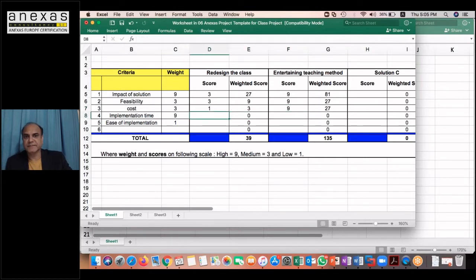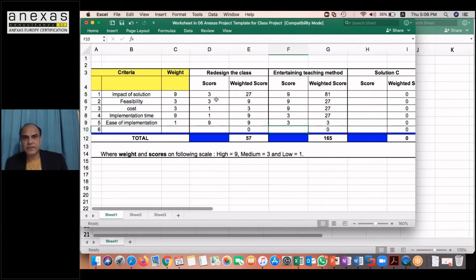Then implementation time. Redesigning the classroom will take more time, obviously, so it will score maybe one. The entertaining teaching method may take a little less time, but still it will take time because people need to learn certain techniques. And ease of implementation, redesigning the classroom may be easier, so nine. And this one, the entertaining teaching method, is not that easy, but it's relatively easy. So I'll say three.